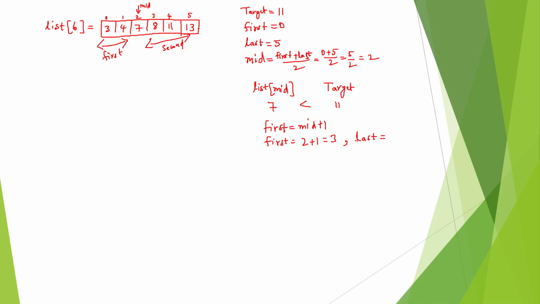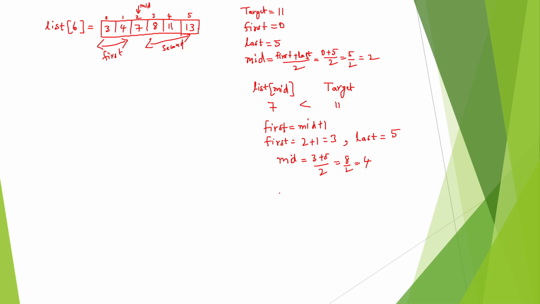We don't modify last. When do we modify last? Only if the target is smaller than the list of mid. Whenever the target value is greater than the list of mid, we modify only first. So now last will remain unchanged. Last is 5 only. Now, in the next iteration, calculate the mid value. Mid equals first plus last divided by 2, which is 3 plus 5 divided by 2. It is 8 by 2, which is 4. Okay, now we got the new mid.